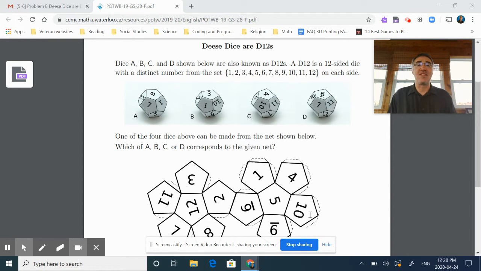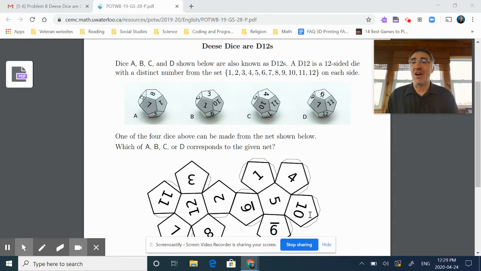The problem reads, these dice are D12s. Dice A, B, C, and D shown below are also known as D12s. A D12 is a 12-sided die with a distinct number from the set 1, 2, 3, up to 12 on each side. And we see there are 4 choices there, A, B, C, and D. One of the 4 dice above can be made from the net shown below. Which of A, B, C, or D correspond to the given net?